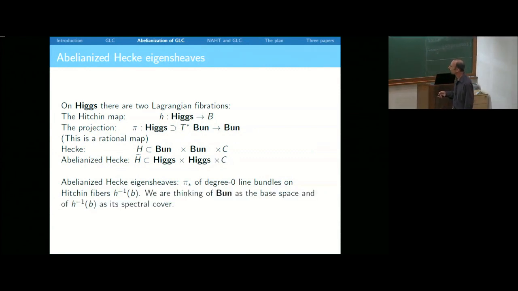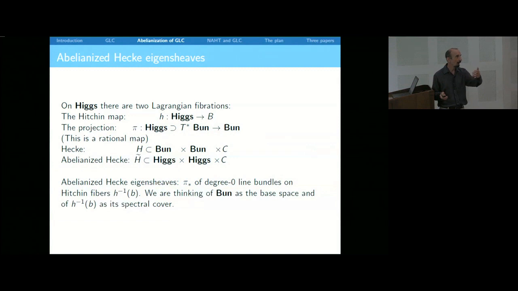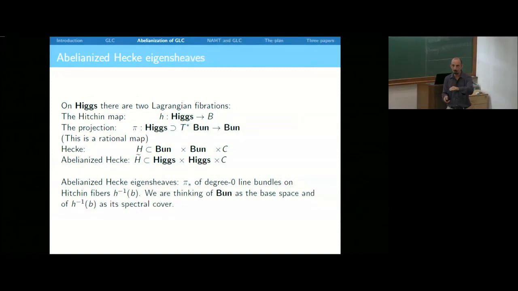So the trick is that we're thinking of Bun itself as a base. And it has a spectral or cameral cover, and that is the Hitchin fiber. So where previously we were thinking of the curve C as the base and the spectral cover as some finite cover of that, instead we're thinking of the moduli space of bundles as the new base, and it has a spectral cover, which is an abelian variety, the fiber of Hitchin.